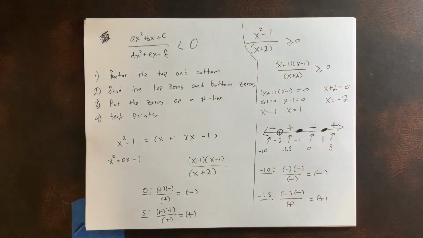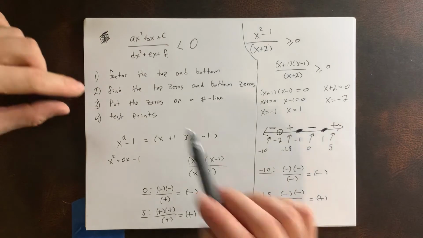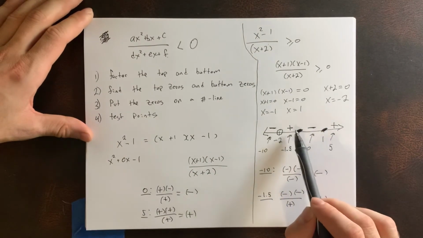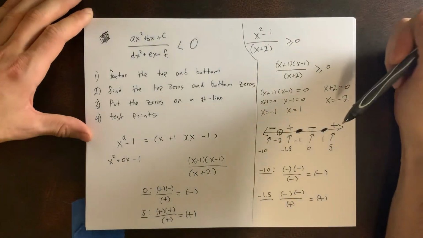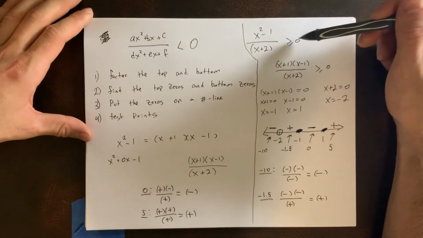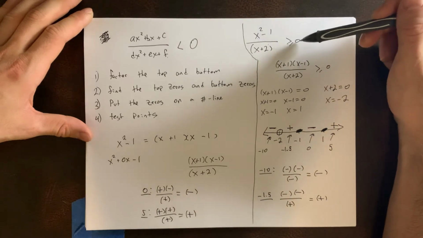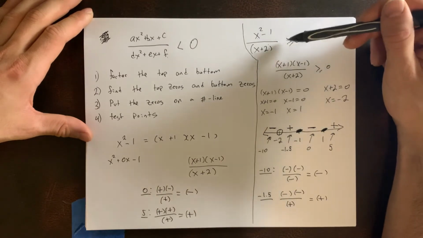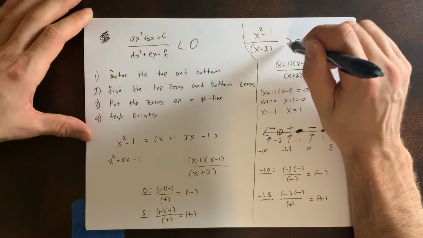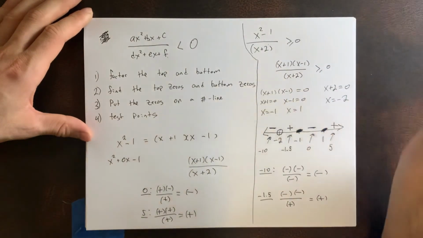Okay, so now we're pretty much done. After we test the points, we see that on this number line that we made, we have some minus signs and some plus signs. So now we have to go back up to the original problem. What do we want? Well, we want our expression to be bigger than or equal to 0. So bigger than or equal to 0, those are all positive numbers. If this was less than or equal to 0, we'd want negative numbers. But since this says bigger than or equal to 0, we want all the positive sections.